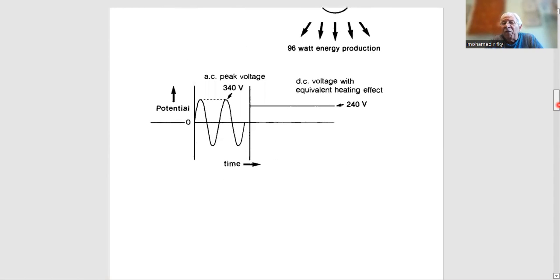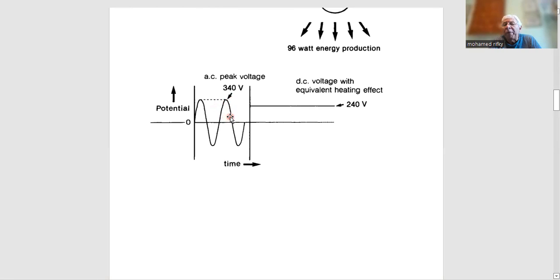This is the configuration of the alternating current and the direct current. As you can see, the alternating current goes in two directions, creating sine waves, a positive item and a negative item. On the other hand, the direct current goes steady in one direction, as you can see. So we have two voltages, the 240 volt and the 230 volt, which is the peak. Remember that this is the peak, it's not the average.